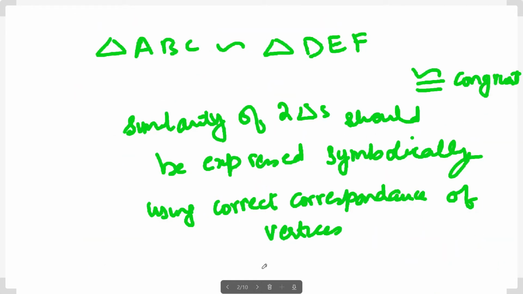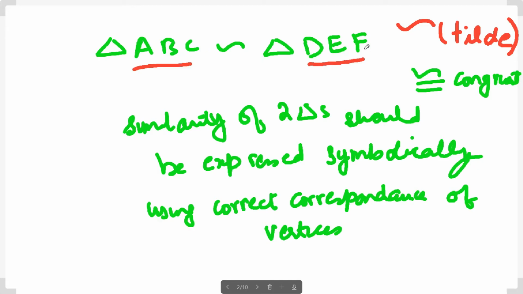Okay, so this is how we represent similarity. This symbol is known as tilde, and this is used to represent similar triangles. We know this other symbol is used to represent congruent triangles.